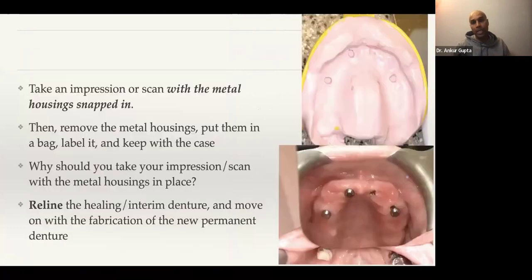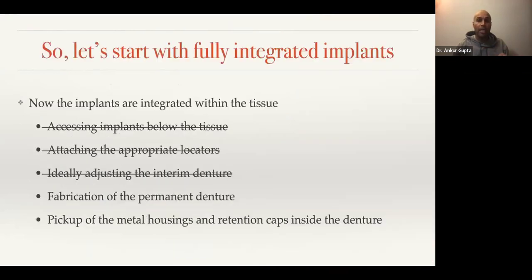Okay, so just to reiterate, take an impression with the metal housings snapped in, then remove the metal housings, put them in a bag, and then you can reline your interim denture. Now, why should you take your impression with the metal housings in place? So that the lab can have enough room to accommodate all of that hardware that's going to be emerging from the tissue. Now we need to talk about fabricating the permanent denture.